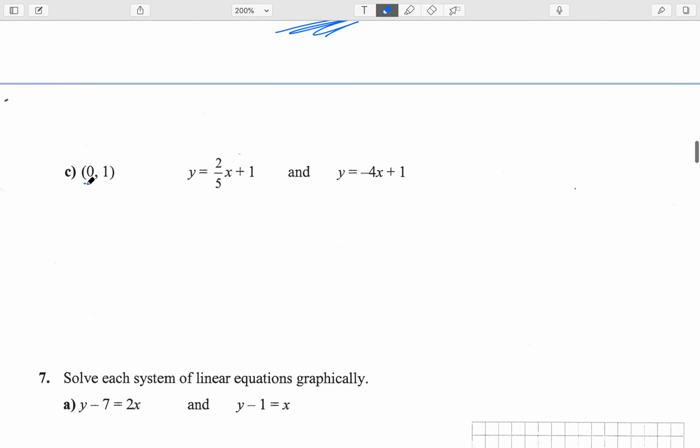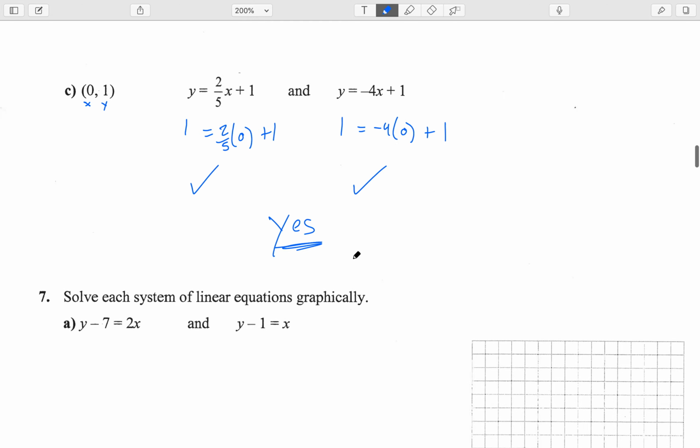How about this one? The x and the y. So I'm going to plug in the y value. 1 is equal to 2/5 times 0 plus 1. Yeah, 0 plus 1 is 1. That works. Let's try this one. 1 is equal to negative 4x, so negative 4 times 0 plus 1, 1. Yes, that one works as well. So yes, this one is a solution.